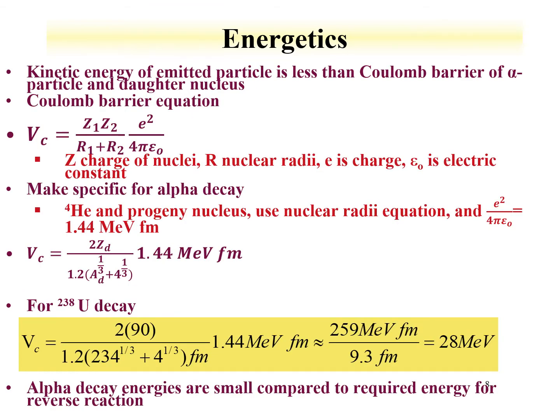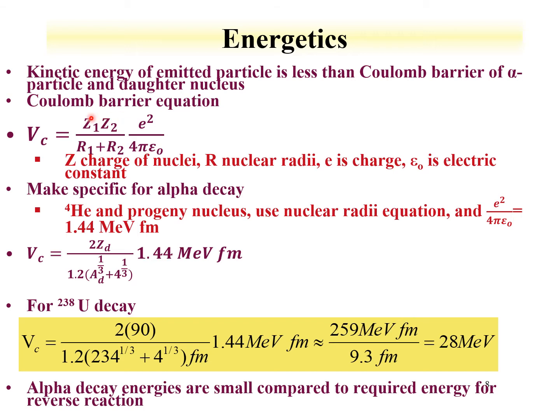One interesting observation about these energetics is that the alpha particle energy is far less than the Coulomb barrier of the alpha particle and the daughter. So in other words, the energy that it takes for an alpha particle to leave the nucleus is much, much less than the energy needed to push that alpha particle into the daughter to reform the nucleus. And we can evaluate this by evaluating the Coulomb barrier. And here's our equation that we'll use for the Coulomb barrier.